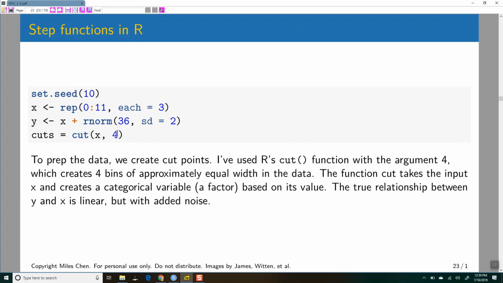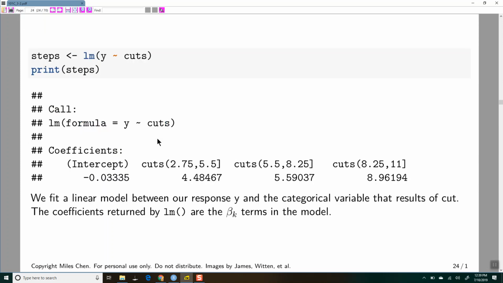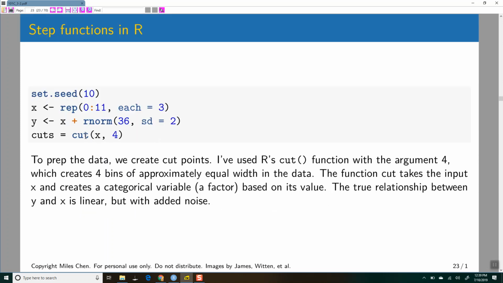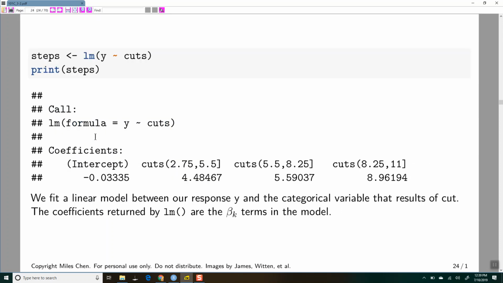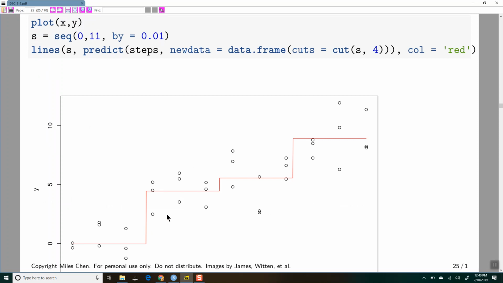There's a function called cut, and you can just say, like, I want something around 4 bins here. So here I just have a bunch of numbers 0 through 11, and I've added a bunch of random noise. And so cut will produce bins, and you can ask R to fit a linear model between Y and the cuts, and it does this, and this is the resulting fit.